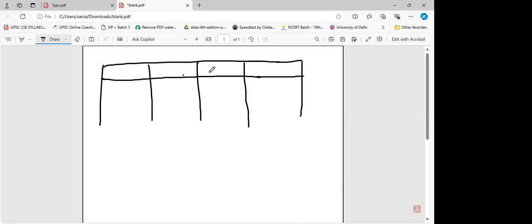Okay, so over here, the first one is combination of possibility. Then over here, good X. And over here, good Y. And over here, MOC. Clear? Yes, ma'am.